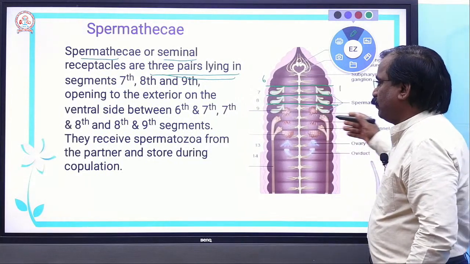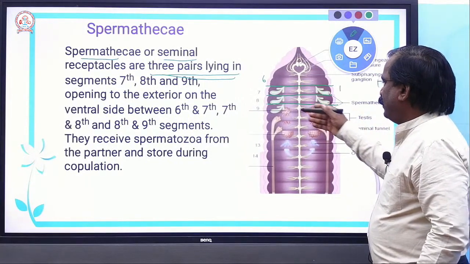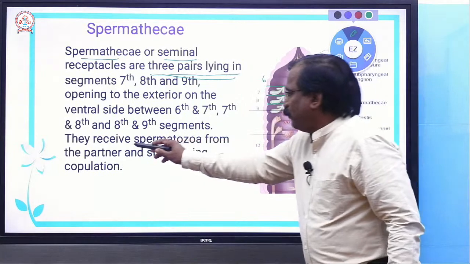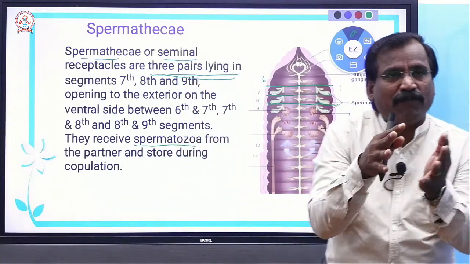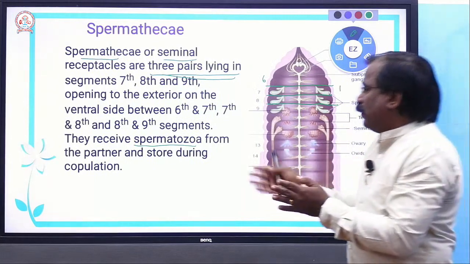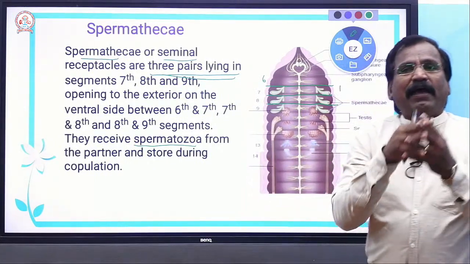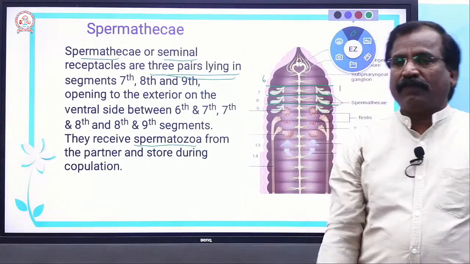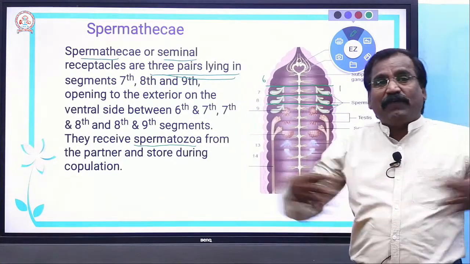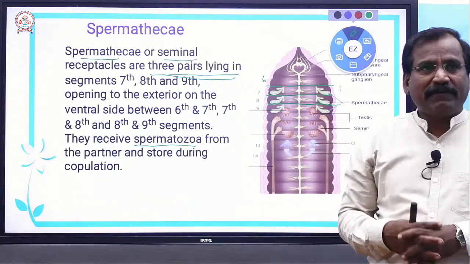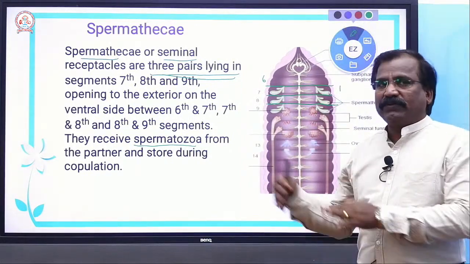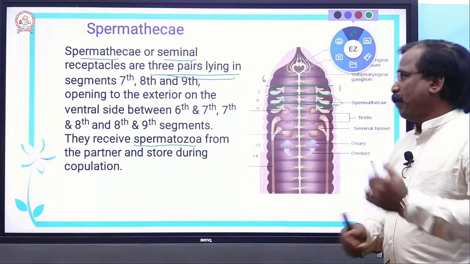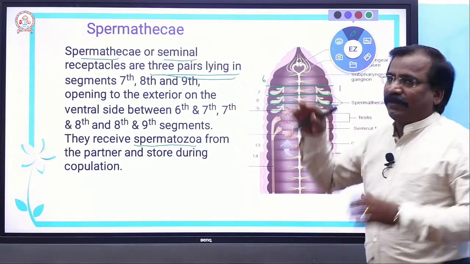It receives the spermatozoa at the time of copulation or mating, and stores them. That is helpful for the fertilization of the egg. How fertilization takes place, we'll discuss in the next slide. That's all, the spermathecae, three pairs.